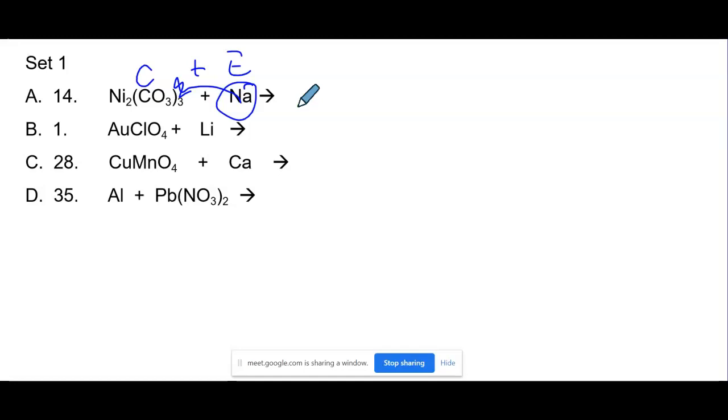Okay, so sodium is higher. So it does kick it out. So it's kind of like it wins the battle. So then on this side, you're going to put sodium with the thing that nickel was with, so sodium with carbonate, and then nickel by itself. Does that make sense?